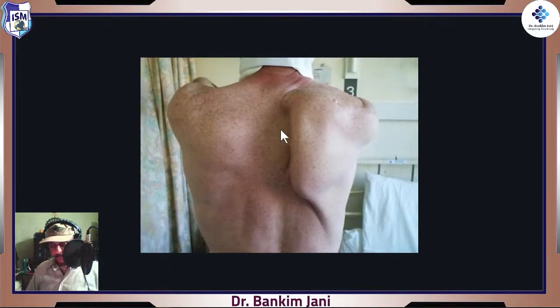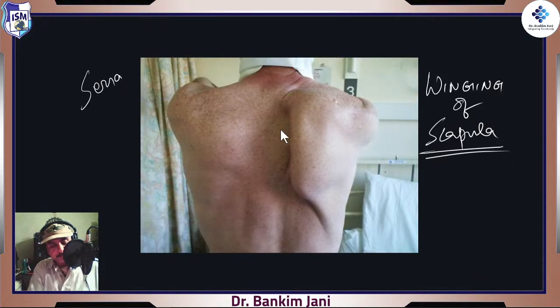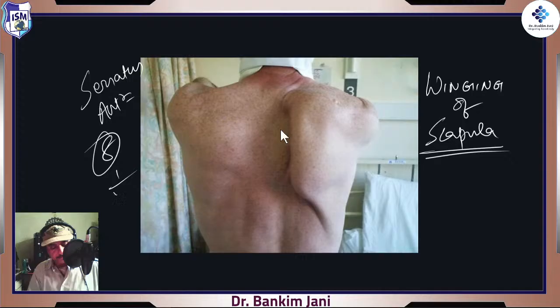One more. Yeah, here it is. Before I even say something, you will be able to identify. This is winging of scapula. Why is there winging? Because we said that the serratus anterior muscle had 8 digitations. Out of those 8, 1, 2, 3, and 4, 5, 6, 7, 8, every one had a specific meaning.